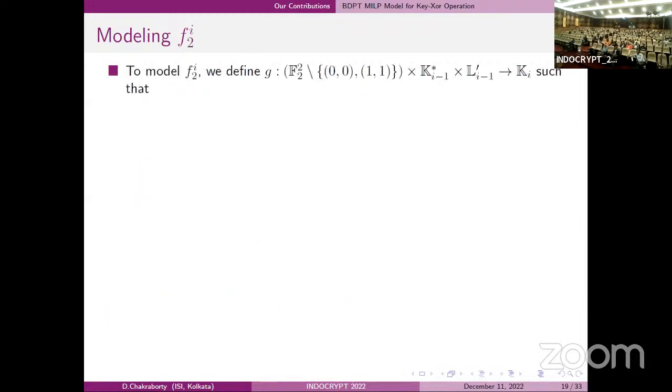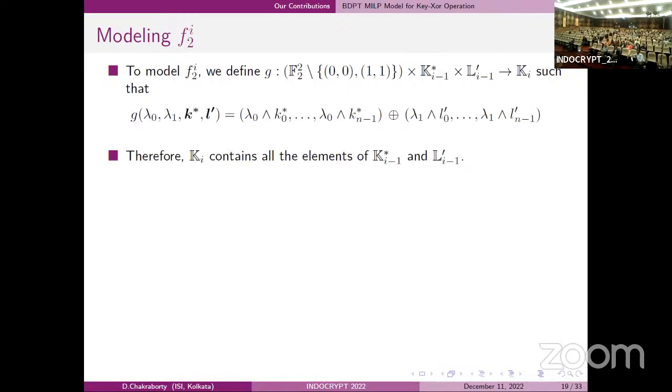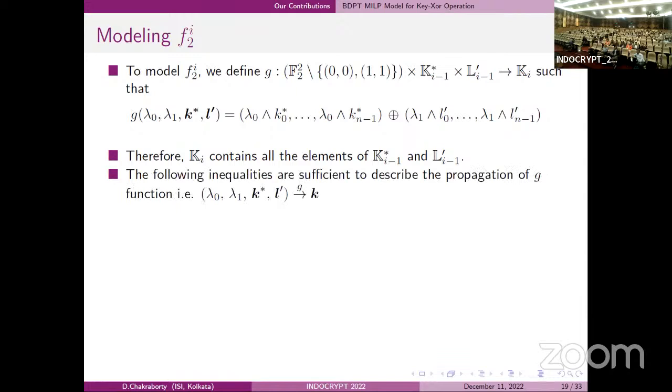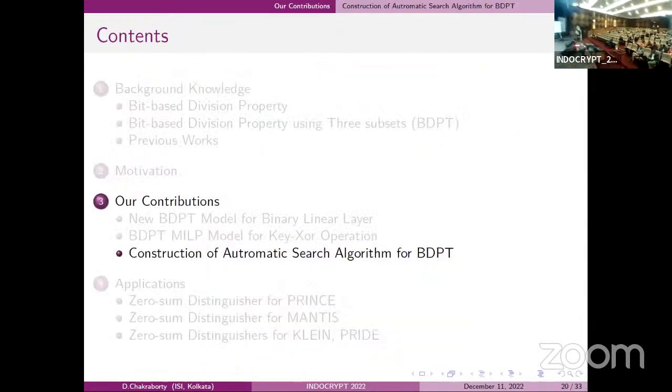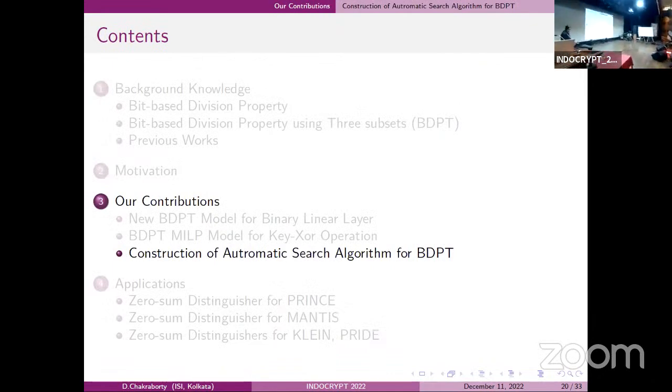And the F2_i model is basically modeling the union operation. So I define a function g, which is of the form like this, where lambda_0, lambda_1 take either the value (1,0) or (0,1). If we take (1,0), it will be the elements of K_{i-1}*, and for (0,1), it will be the elements of L_{i-1}'. So basically, to model the union operation, it is sufficient to model the g function. And so the following linear inequalities are sufficient to respect the propagation of g, of the form like this. And using these two, we successfully model the key-XOR operation in BDPT.